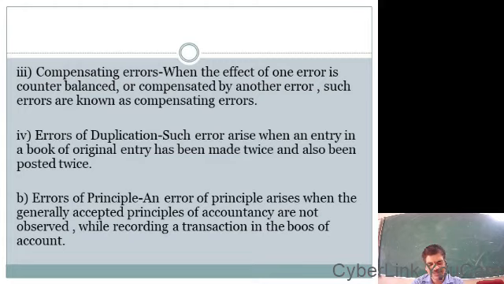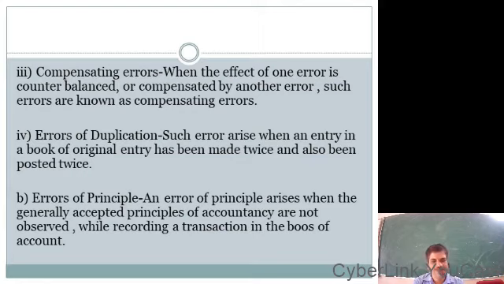Say I will give one example. A credit sale of rupees 10,000 to Mr. Q is entered in the sales book twice and posted twice in the ledger to their respective accounts. Here, both debit and credit for this transaction have been recorded twice in the journal and ledger, and therefore such an error does not affect the agreement of the trial balance.